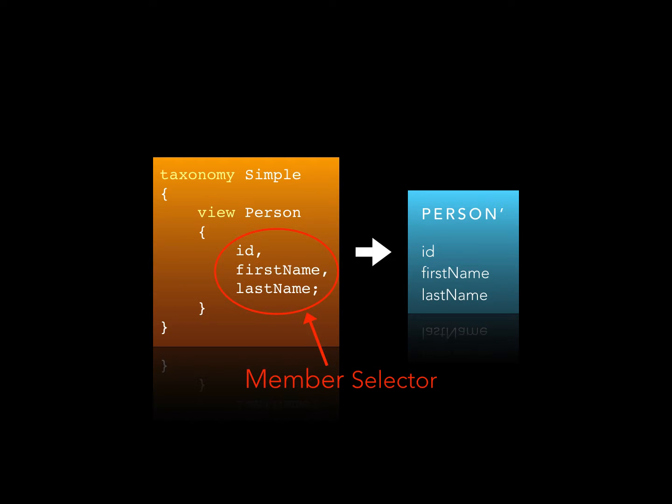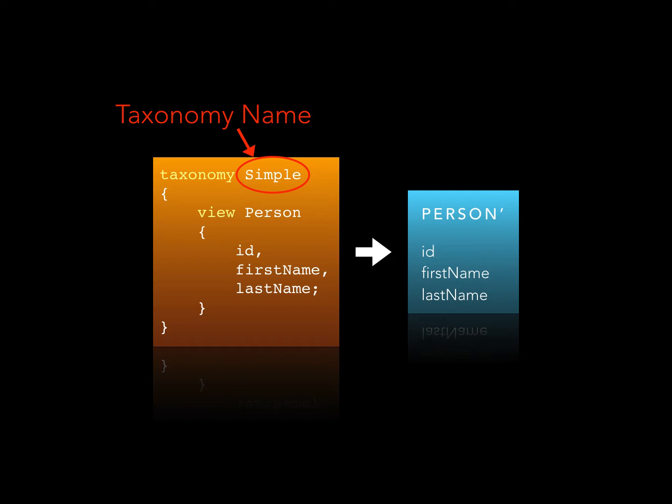The symbols ID, first name, and last name are called member selectors and refer here to Java Bean properties in person. The symbol person is called a class selector and refers here to the class person. It also serves as the name of the view within the taxonomy. The symbol simple is the taxonomy name and refers to the specific group of views being defined. In this case, the single view person. Taxonomies provide namespaces for sets of related views and ensure that they are unambiguous. So, for example, the person view in simple is distinct from the person view in any other taxonomy.